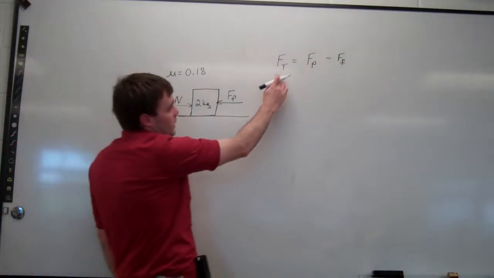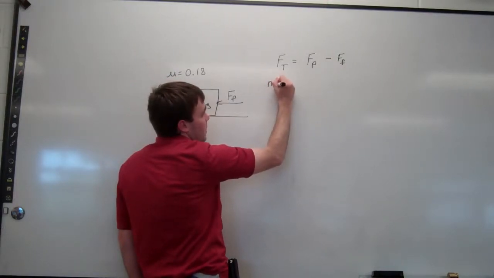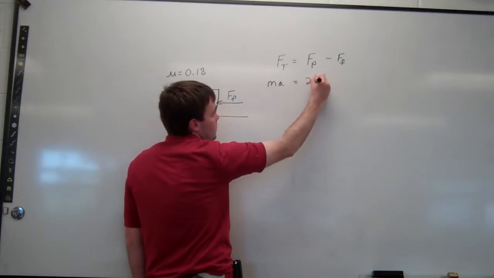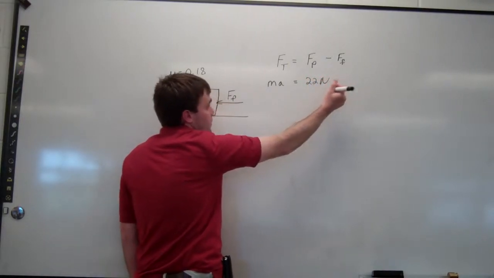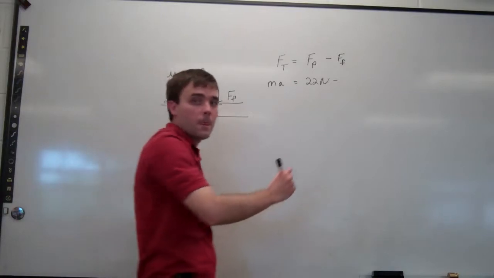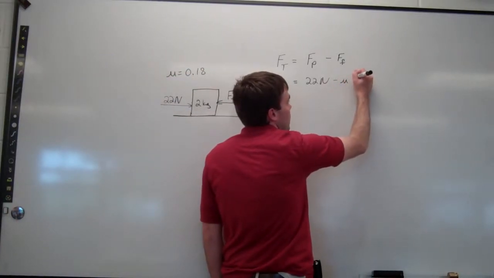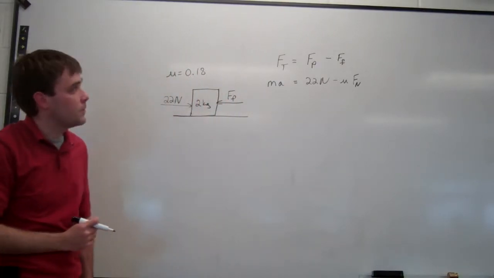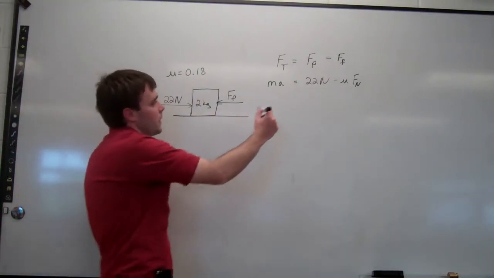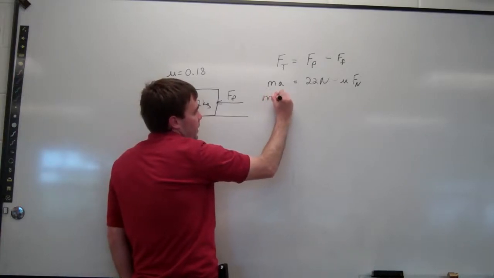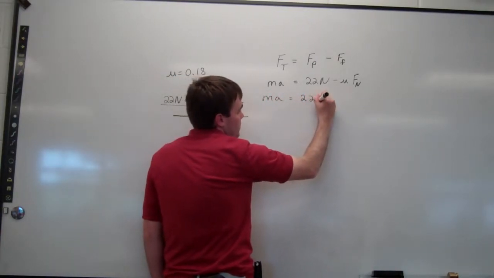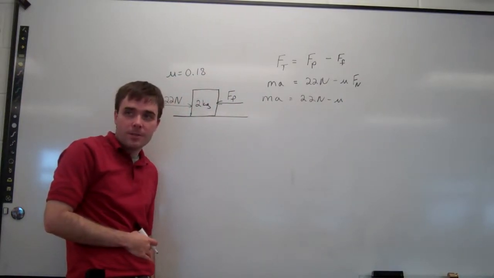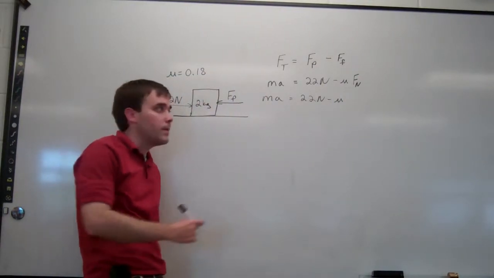Okay, so we break these down. Ft equals ma. What's our pushing force? 22 newtons. And minus, what's force of friction? Normal force times the coefficient of friction, mu. So I'm going to keep this as ma for now. ma equals 22 newtons minus mu Fn. What does Fn equal, since it's on a flat surface here? mg.